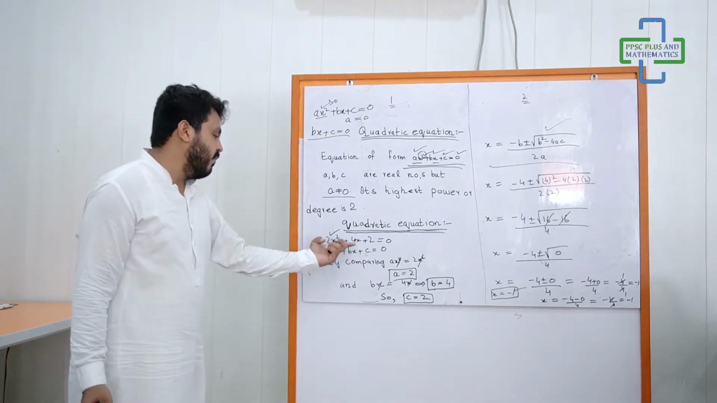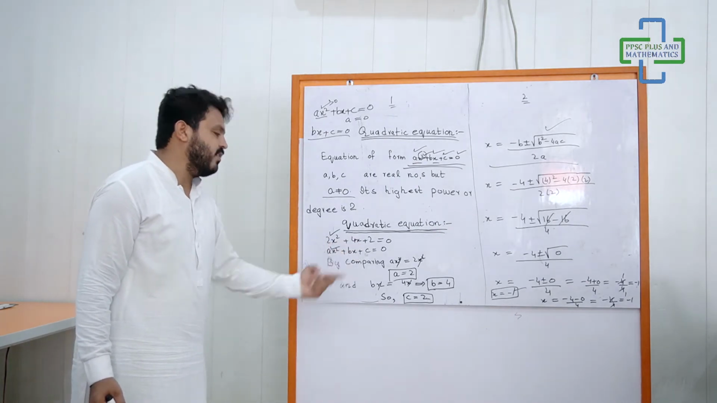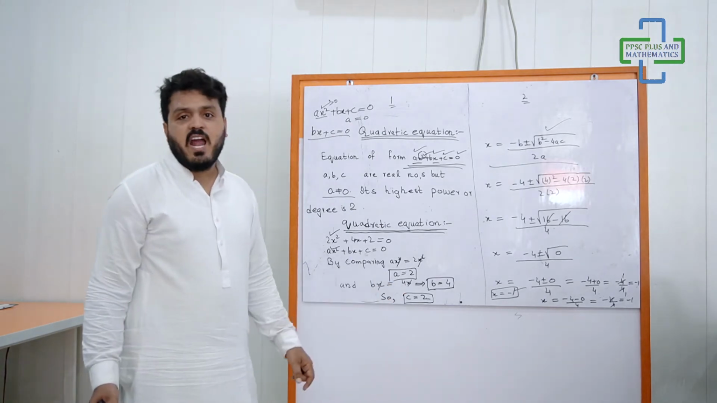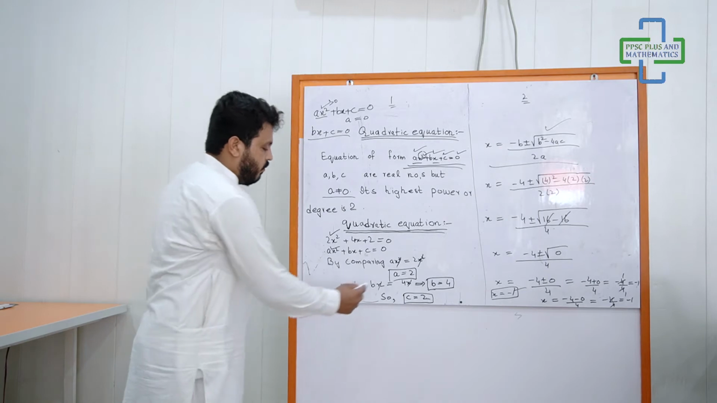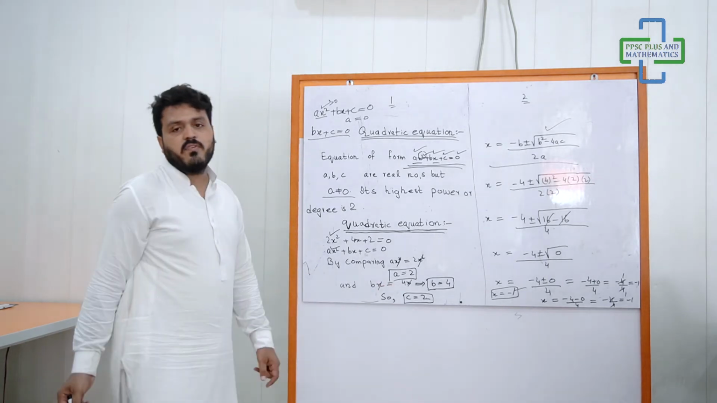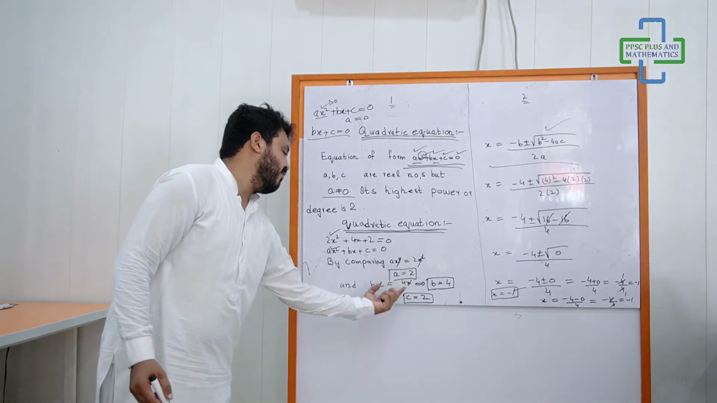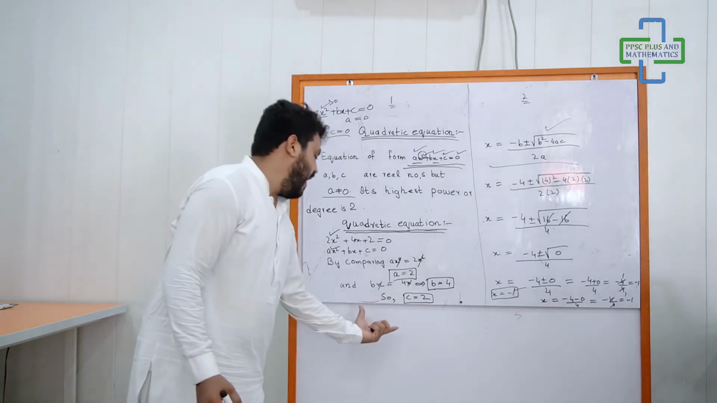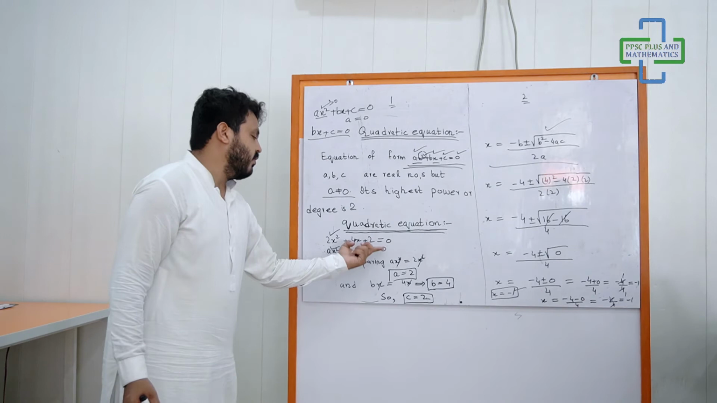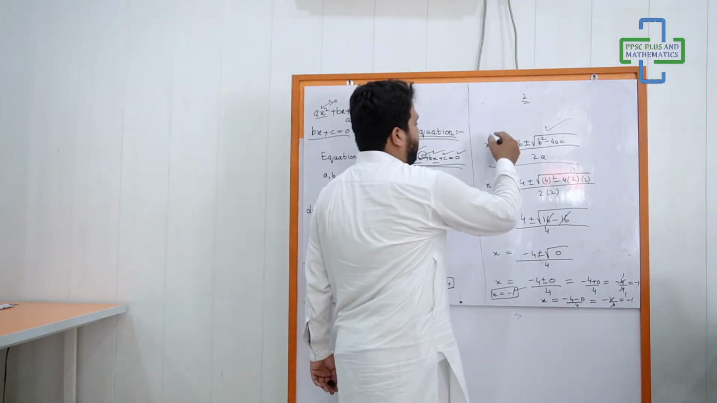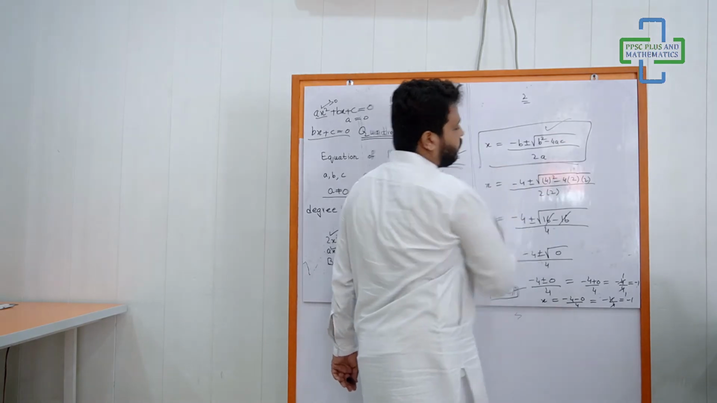And also by comparing the x term, 4x is equal to bx. Here we can see that bx is equal to 4x, and x is cancelled on both sides, and b is equal to 4. So here we have got the value of a and b, and by comparing we can also get the value of c.